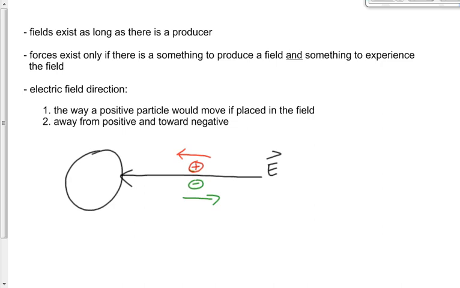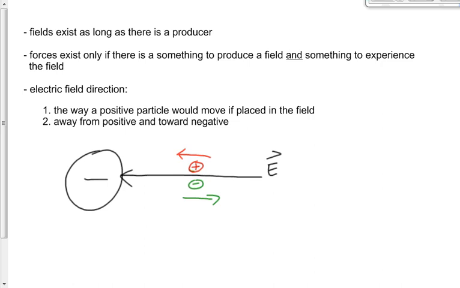There's my producer. What kind of producer is that? Is it a positive producer? Is that a negative producer, Lewis? It's a negative producer. How do you know that? Good. Field goes toward the producer, it's got to be a negative producer.